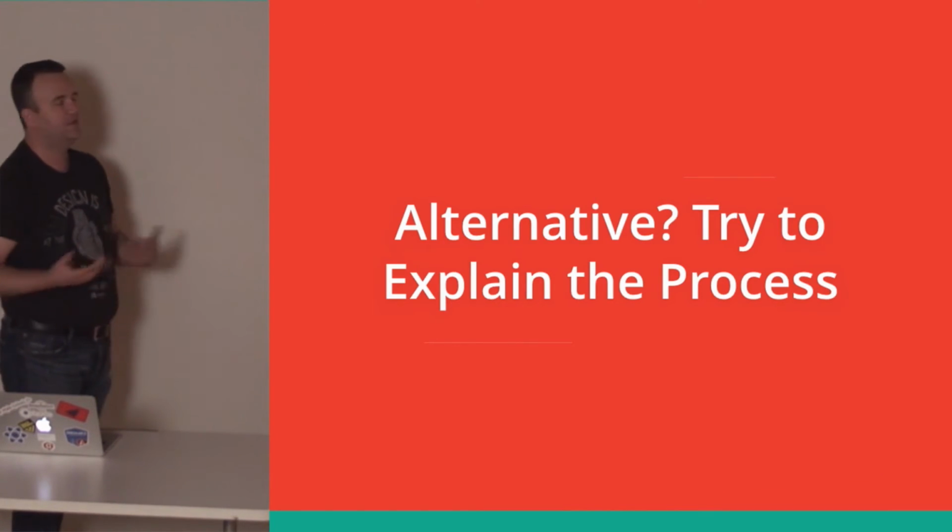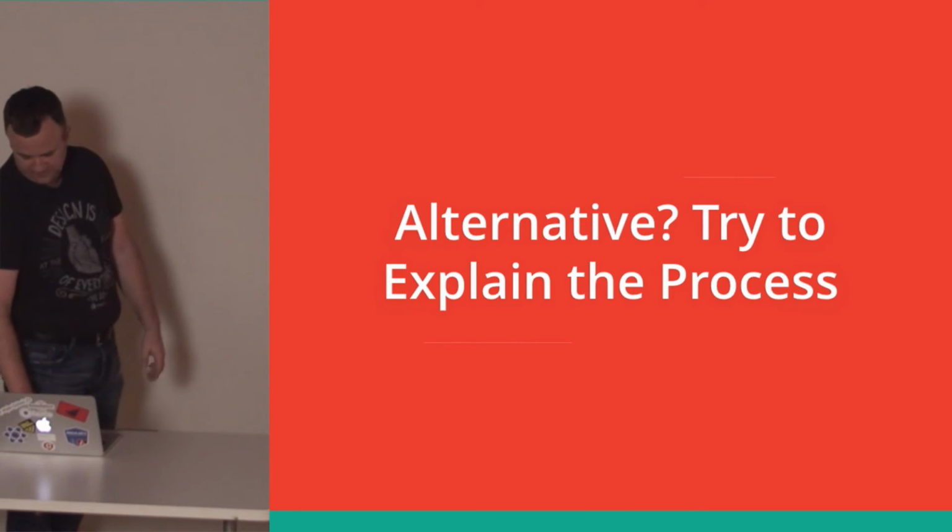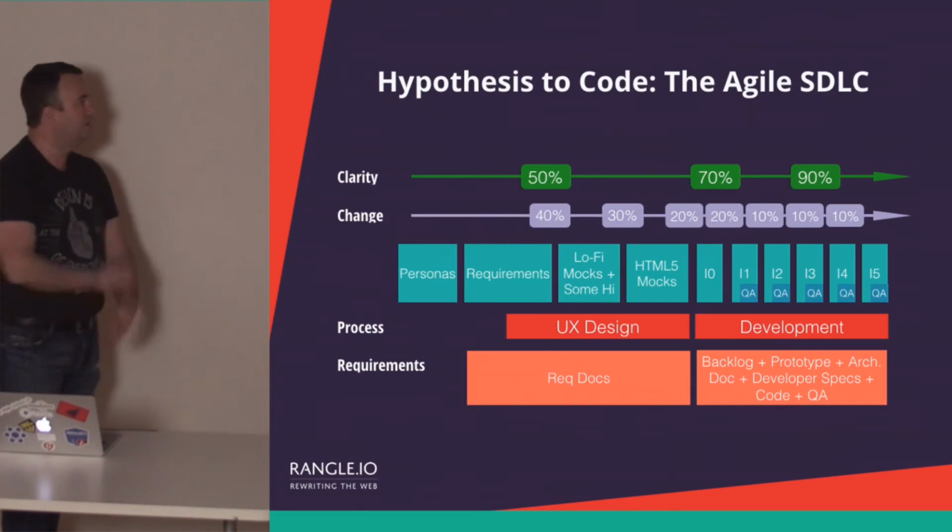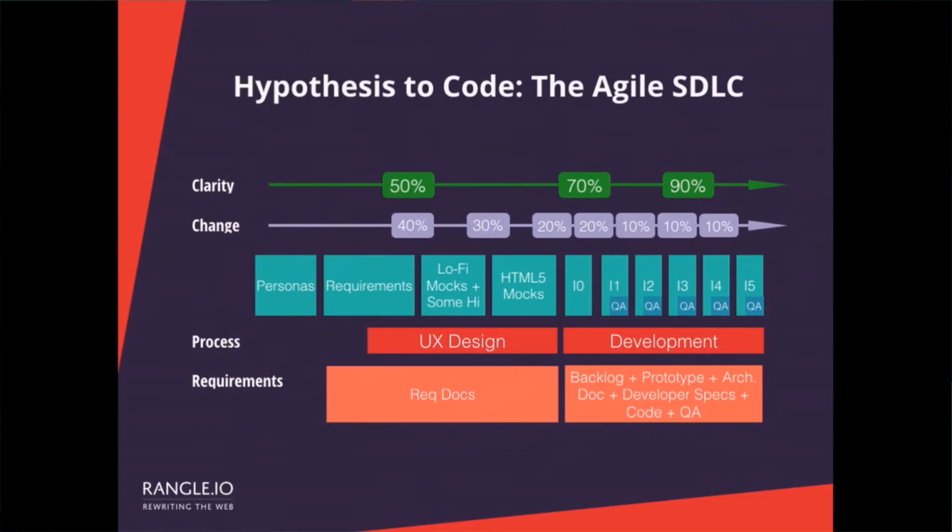Alternative, try to explain the process. So this isn't a joke, actually. This is a slide I created 3 years ago to try to explain Agile to a CEO so that he would buy into a lean Agile delivery process. And I was really, really proud of it at the time because I understood it. No one else did. Talking to it makes more sense.